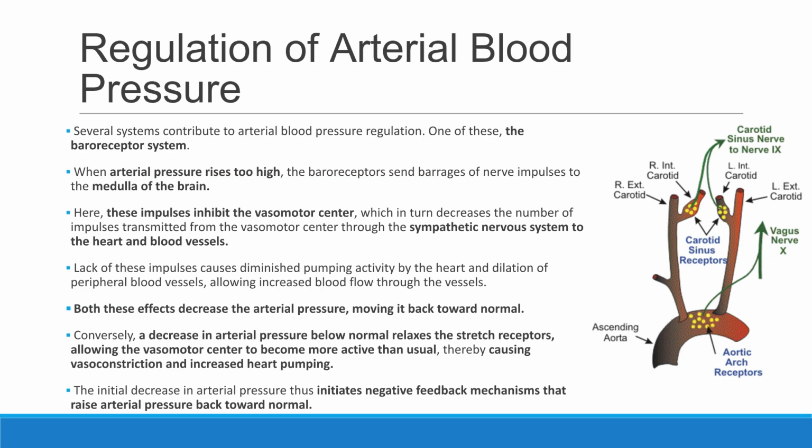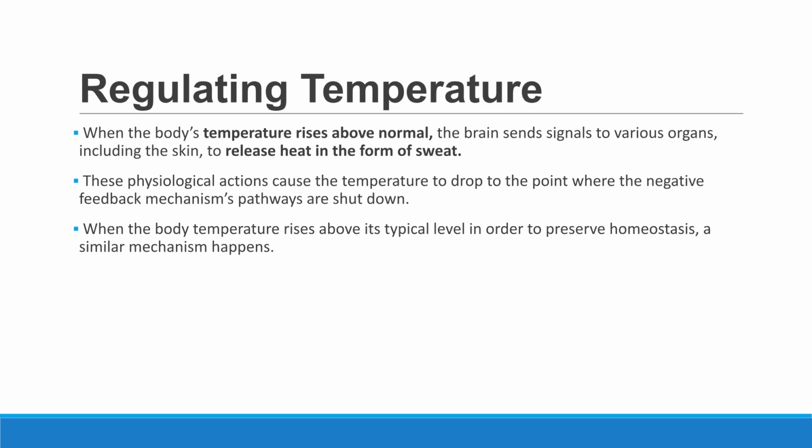Arterial blood pressure is regulated by several systems, including the baroreceptor system. High pressure inhibits the vasomotor center, decreasing heart activity and dilating vessels to lower pressure back to normal. Body temperature regulation involves a negative feedback mechanism. When temperature rises, the brain signals organs like the skin to release heat, often as sweat, to bring the temperature back down to the normal range.